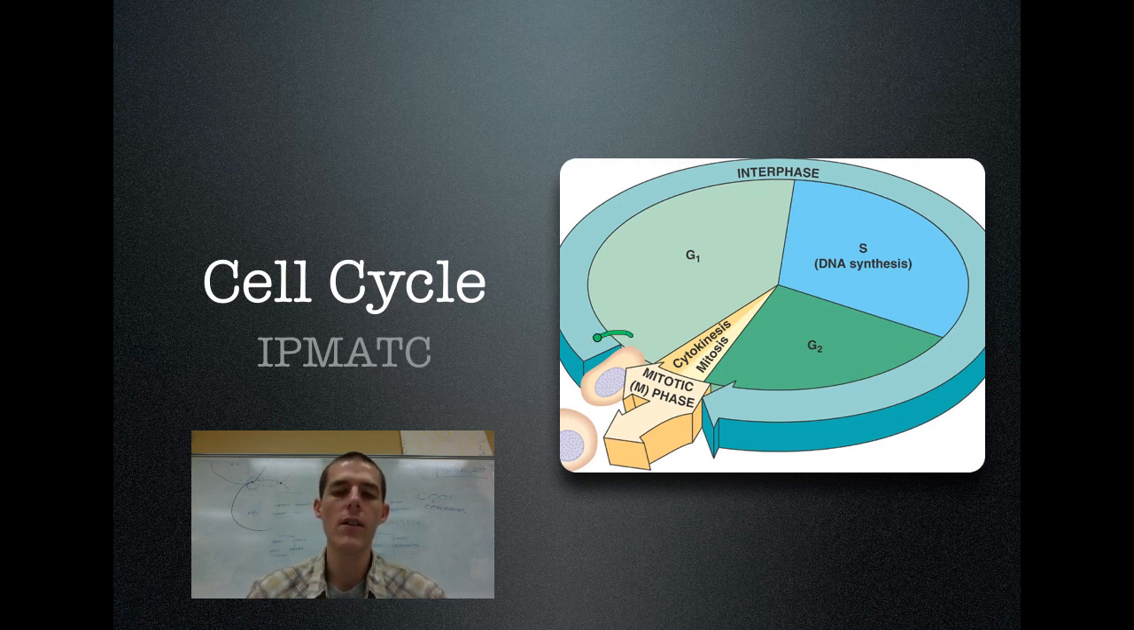You can see right here, our brand new cell starts the cell cycle by entering the G1 phase. G1 is where the cell is essentially doubling its organelles, it's doubling its cytoplasm, it's gathering up more materials so that it can divide again.